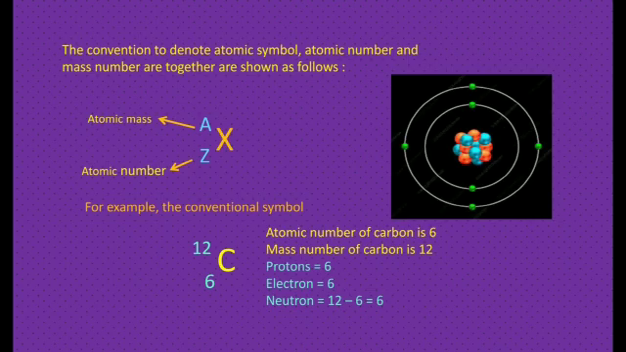Now one example is given there. Just see. Carbon atom. The atomic number of carbon is 6 and mass number of carbon is 12. It means the carbon atom contains 6 protons and 6 electrons. The number of neutrons we can calculate. The mass number of the carbon is 12, so 12 minus 6. So the number of neutrons present in the carbon atom is 6.